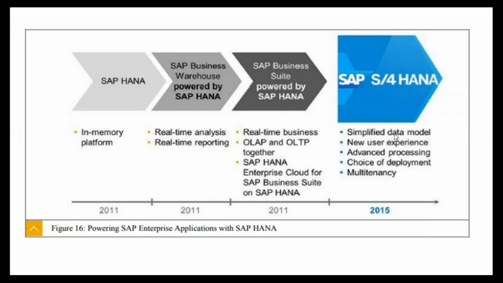Anyways, now here the SAP Business Suite powered by SAP HANA was launched in 2014, and then in 2015 SAP launched S4 HANA as a complete platform. So we have the simplified data model, new user experience, advanced processing, choice of deployment, and multi-tenancy. So these all are possible there in S4HANA. So S4HANA is a suite. Anything that is a suite is ERP software.